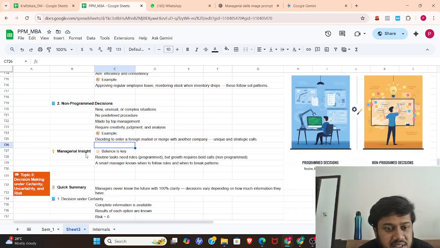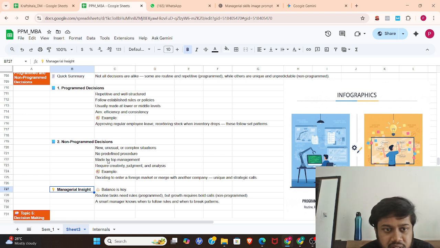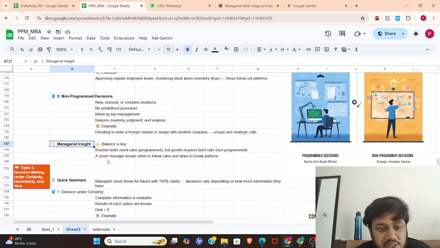So, let's say there is one more managerial insight. Balance is the key. You should not completely depend on any particular one. Let's say an organization completely depends only on programmed decisions. That is not a good scenario. Whereas if an organization completely depends on non-programmed decisions, that is also not a good scenario. So what is the good scenario? It is about the balance, a mix and match of both. That would be a good scenario.